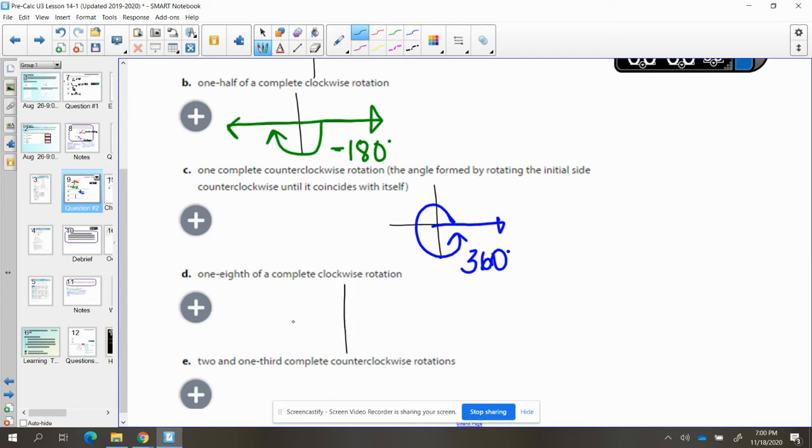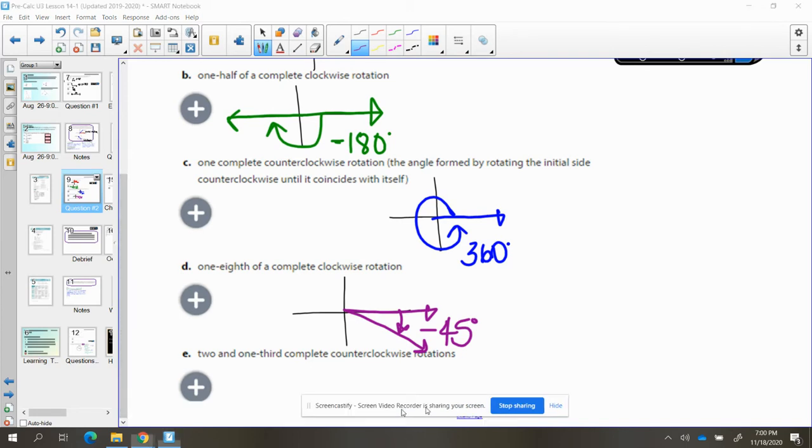Next in part D, we have 1/8 of a complete clockwise rotation. So a clockwise rotation again is going to bring us down, and 1/8 is 45 degrees. And because we went clockwise, we would make it negative.